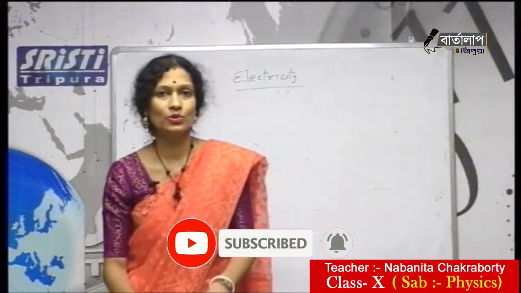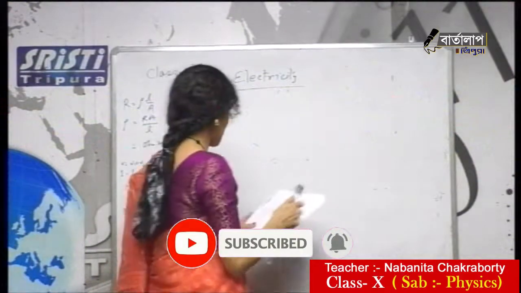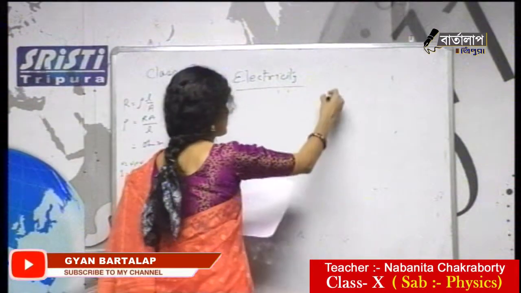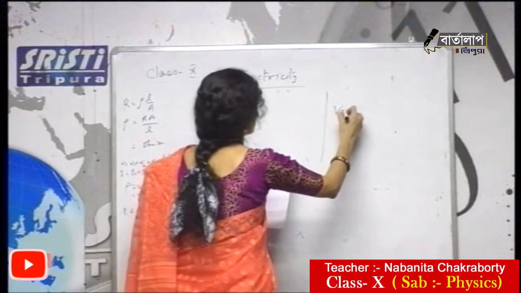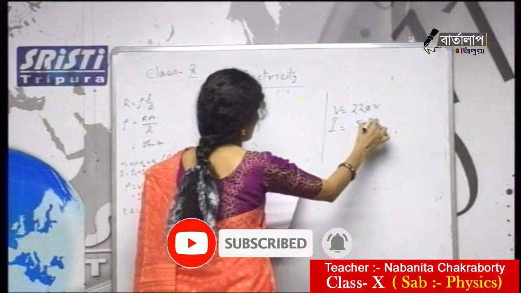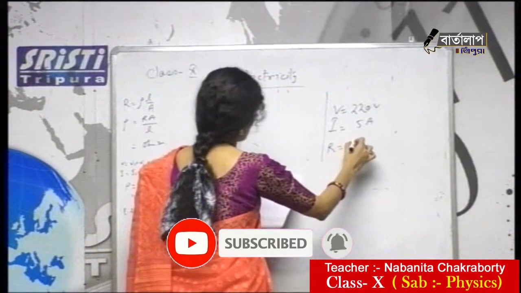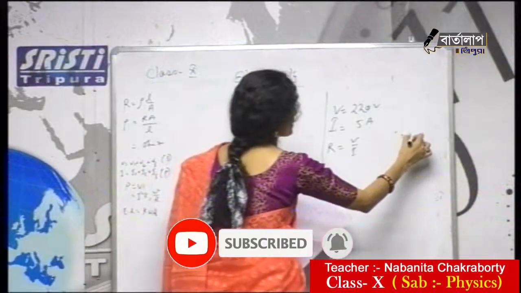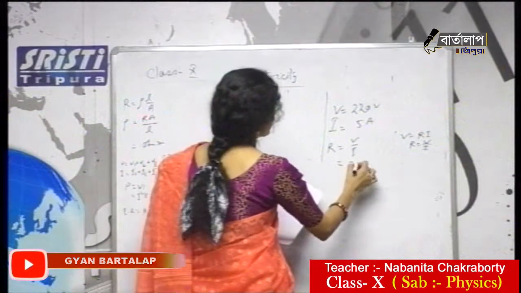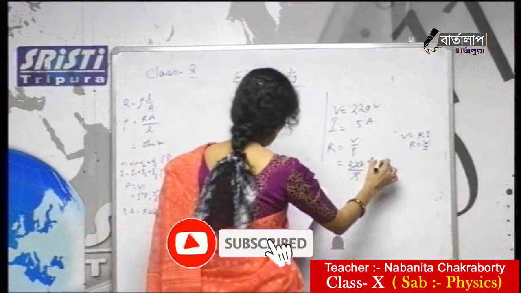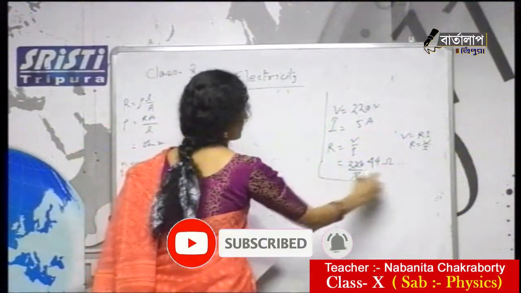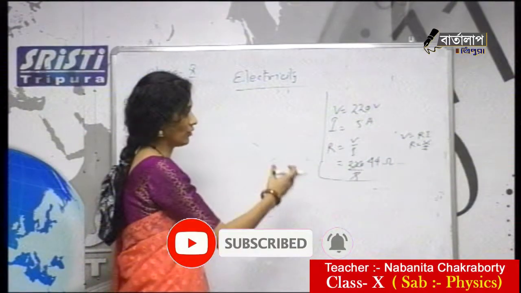In that way, we will now solve this. At first, you see, V equals 220 volt and I equals 5 ampere. R equals, that means we know, V by I. How does it come? V equals R I, that means R equals V by I. Now 220 by 5, that means 44 ohm. In that way, we are getting the value of R.